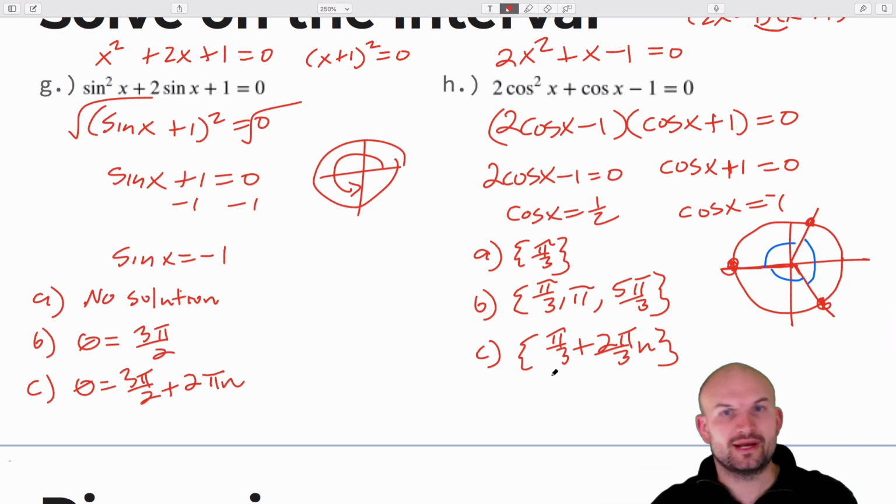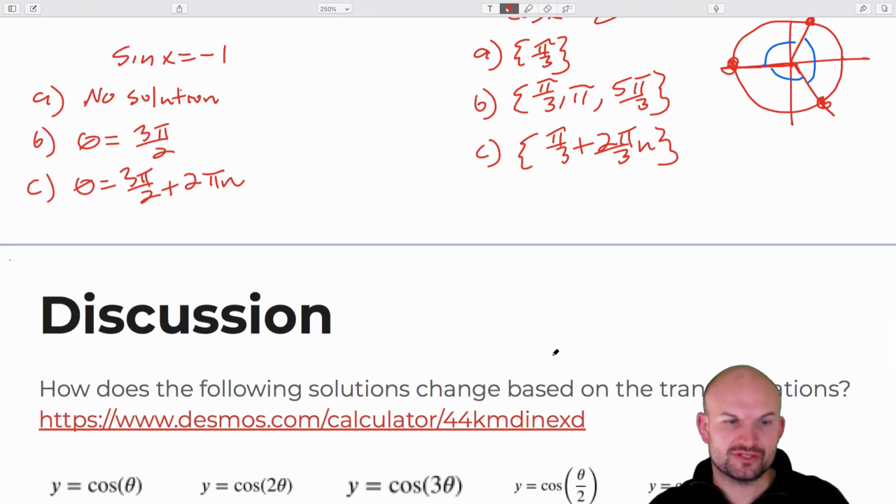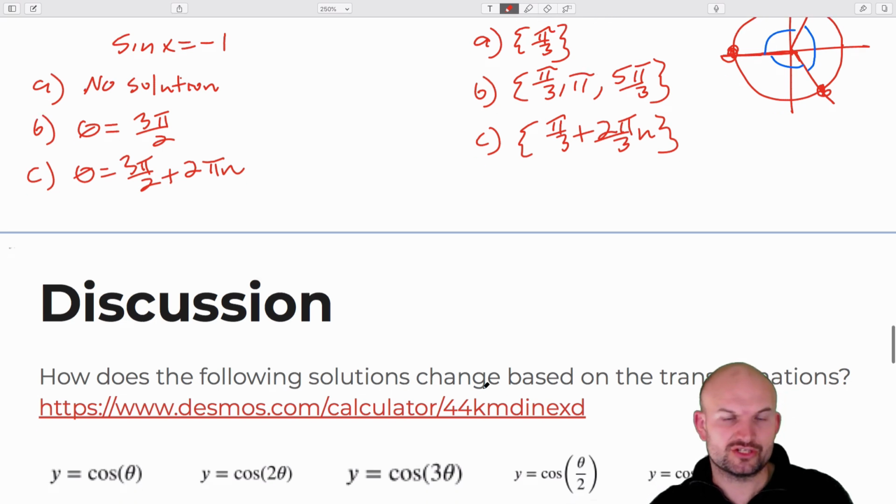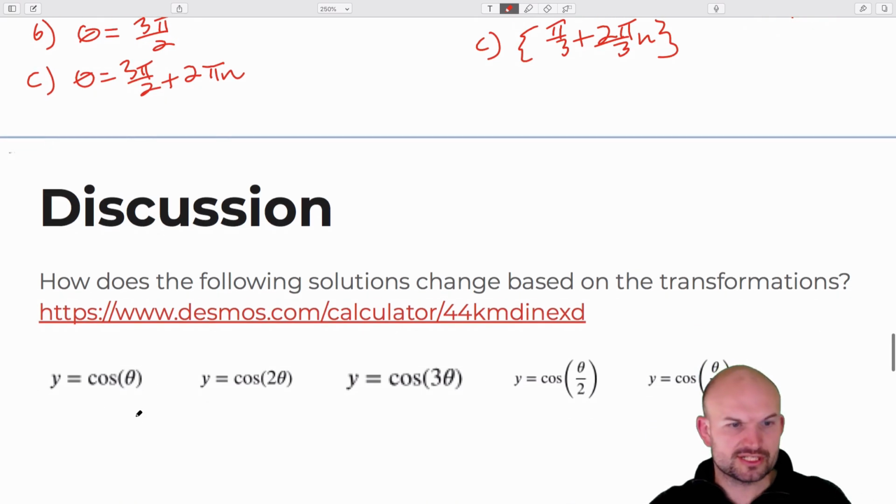Now we're going to look at what happens when we have multiple angles. One of the things I talked with my students to discuss was, how do the following solutions change based on the transformations? We already know the solutions to this equation. How are they going to change when I have numbers in front being multiplied, like 2 and 3, or when I divide by 2 and 3?